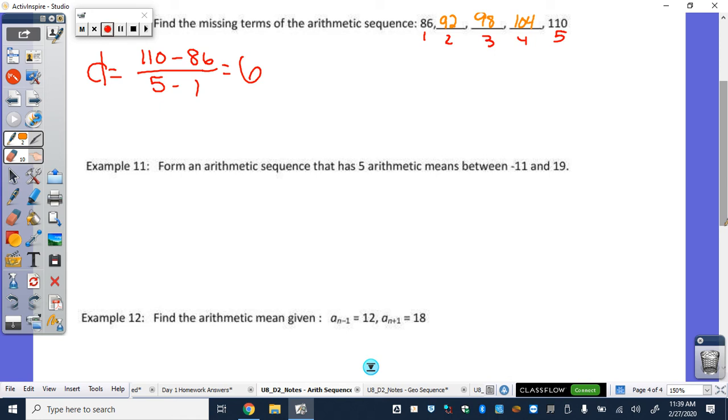Form an arithmetic sequence that has 5 arithmetic means between -11 and 19. So that, again, simply means that there are 5 terms in between the -11 and the 19. So we've got 5 missing numbers there in between those two. So that means the -11 is the first term and the 19 is the 7th term. So now we can figure out our common difference using our slope formula.